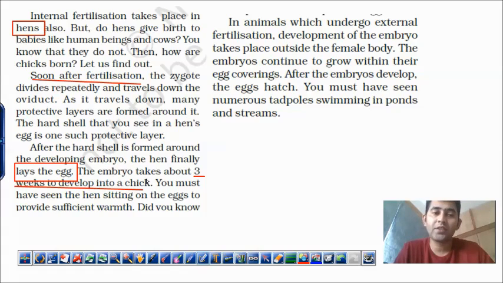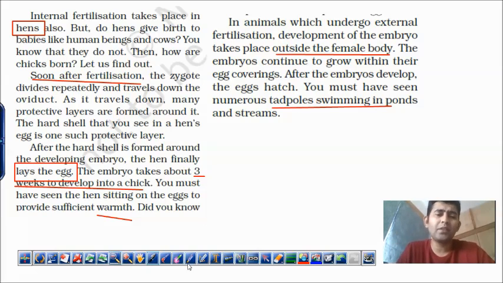Important objective question. You must have seen the hen sitting on the eggs to provide sufficient warmth. Did you know? In animals which undergo external fertilization, development of embryo takes place outside the female's body. Frog. The embryos continue to grow within their egg coverings, अंडे के अंदर ही. And after the embryos develop, the eggs hatch. You must have seen numerous tadpoles swimming in the ponds and streams.